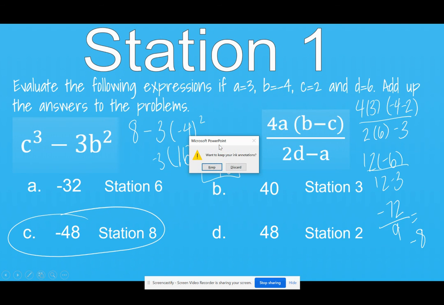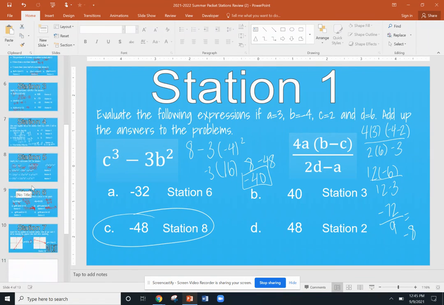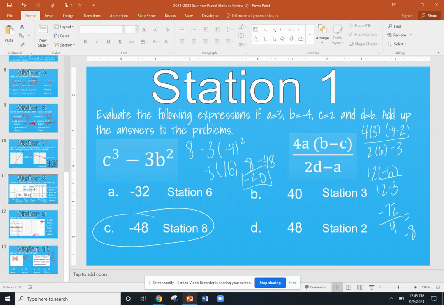And we're back to station 1. So hopefully we've done them all. 1, 2, 3, 4, 5, 6, 7, 8, 9, 10. And we did them all.